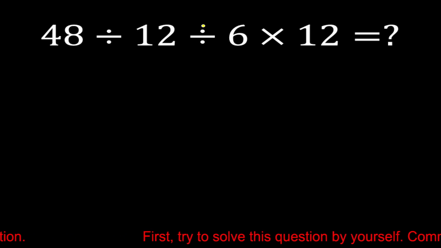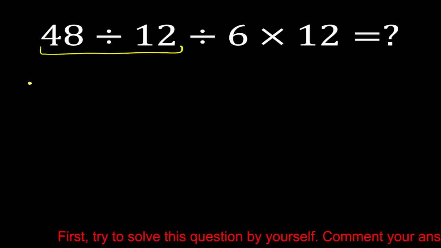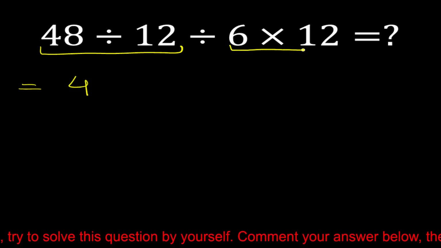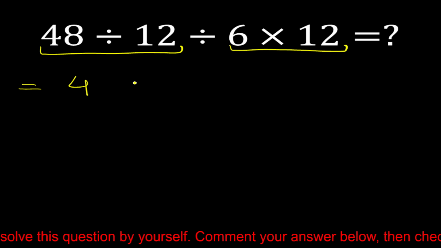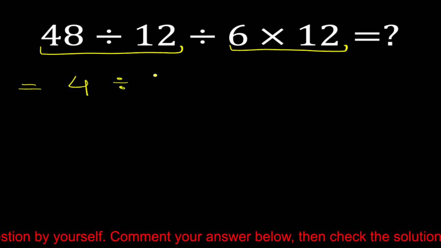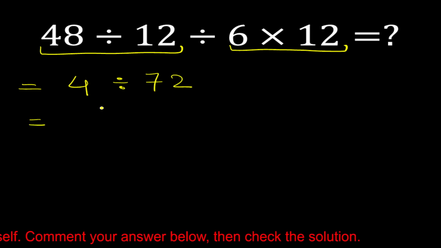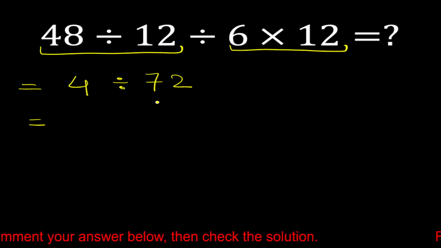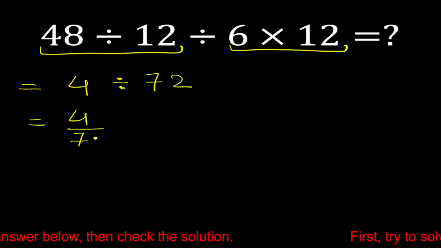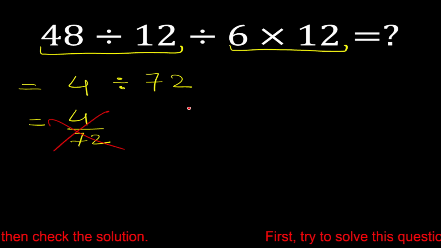So most people solve this question like 48 divided by 12 is equal to 4. Then 6 multiply 12 divide is equal to 72. Okay. Now 4 divided by 72. But this answer is completely wrong. This answer is not correct.